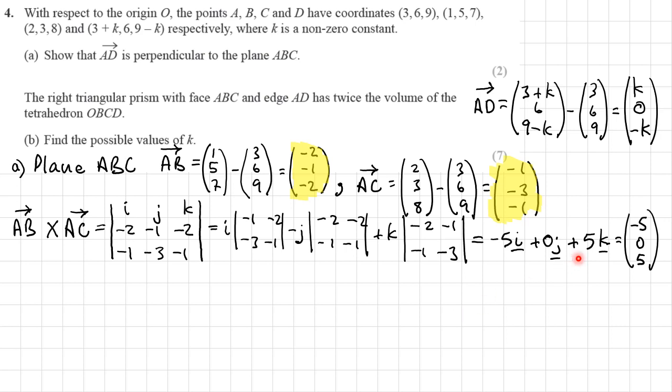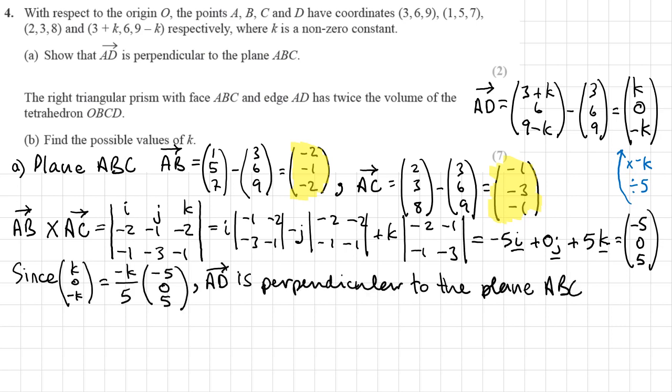Now, I notice that if I divide all of this by 5 and times it by negative k, I get the vector AD. So it is actually a multiple. Take this vector here, divide it by 5, or divide it by negative 5, it doesn't really matter, and then multiply it by negative k. Then I'll get this. So I need to write that in words. Since negative k over 5 times negative 5, 0, 5 equals AD, that means that AD is perpendicular to the plane.